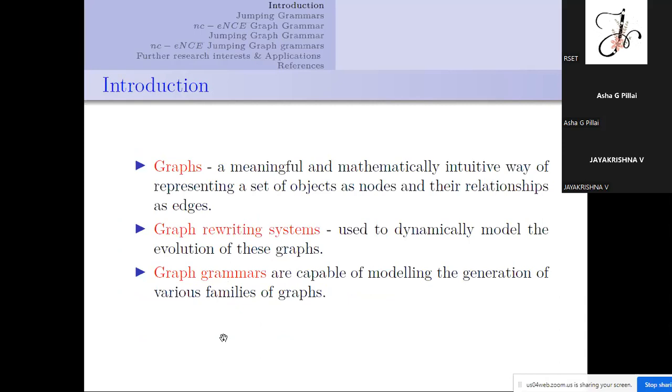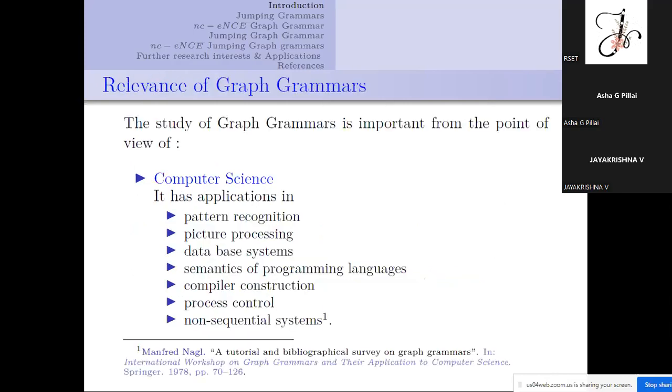As an introduction, graphs, as you all know, are a meaningful and mathematically intuitive way to represent a set of objects as nodes and their relationships as edges. Graph rewriting systems dynamically model the evolution of graphs. Graph grammars are capable of modeling the generation of various families of graphs. These are some areas to which graph grammars are relevant. One is computer science, where we have numerous applications, starting from pattern recognition to designing non-sequential kinds of systems.